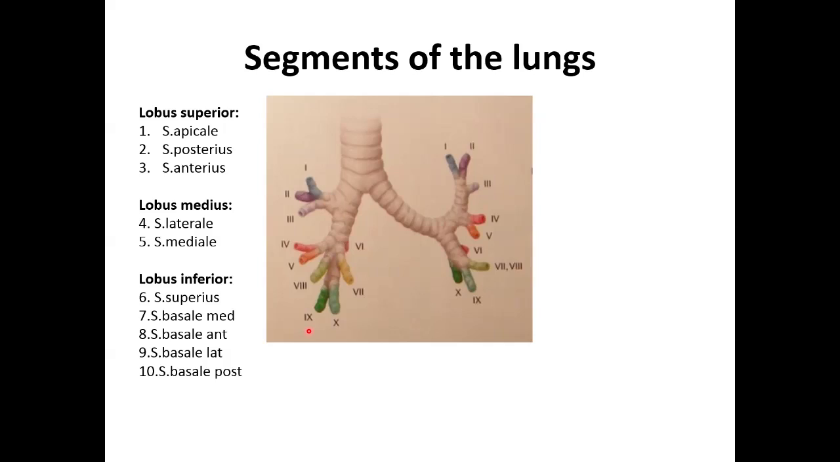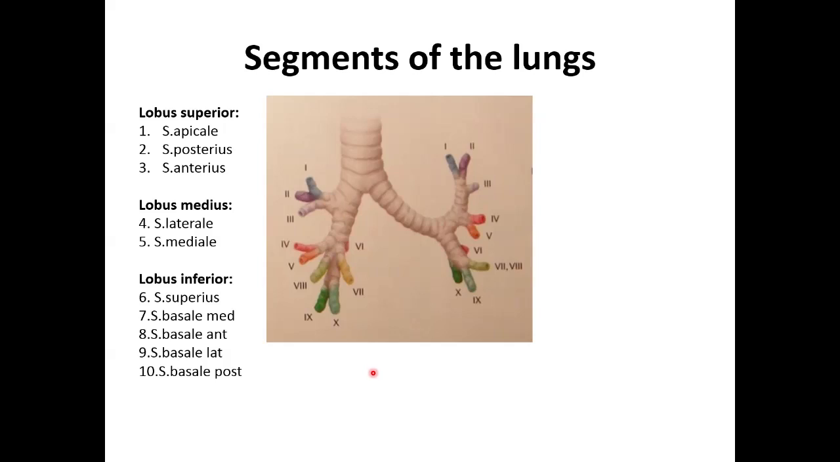And at last, number 10, segmentum basale posterior. Where is it? It is oriented in the opposite side from us. That's why number 10 we can't demonstrate from this side. It's obvious because it is located posteriorly to these structures.